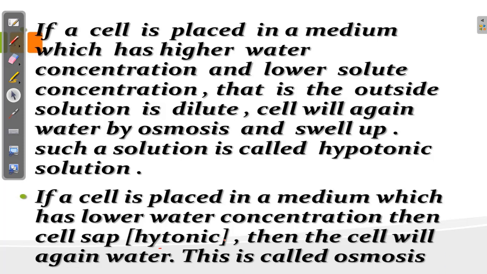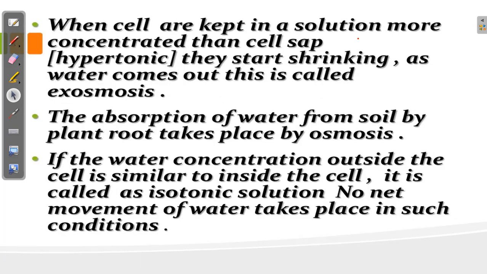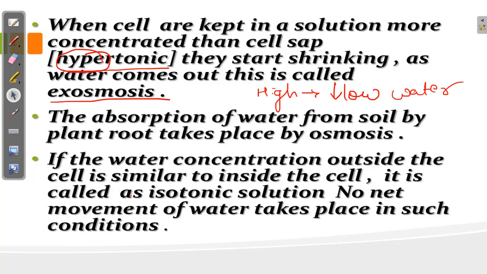Why exo? Because the water is moving out. So such a solution is said to be hypertonic. Remember, the word hyper means high. If the solution is hyper, then the water will be low, the opposite. If the water concentration is low, the water will come out from anything surrounding it, and if it is coming out, it is known as exoosmosis.